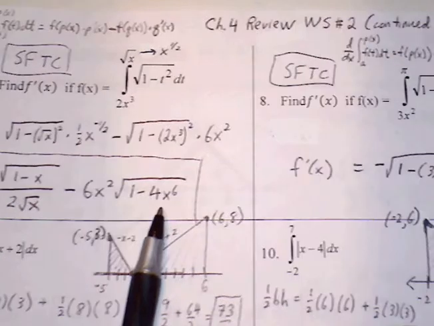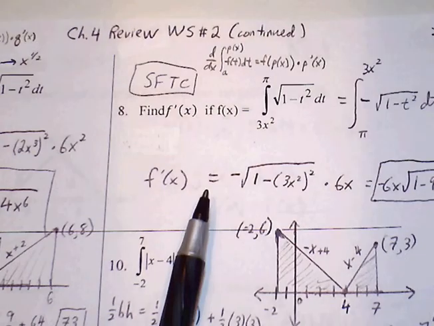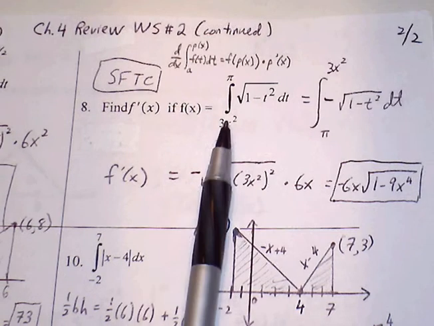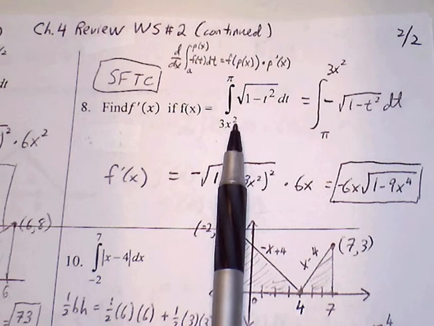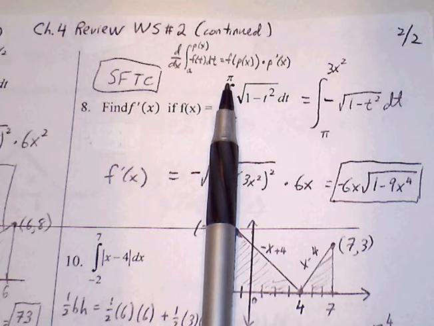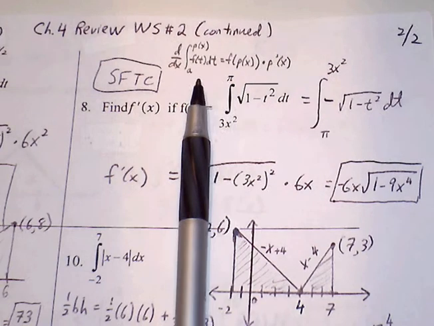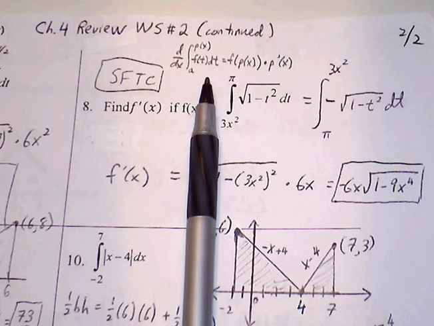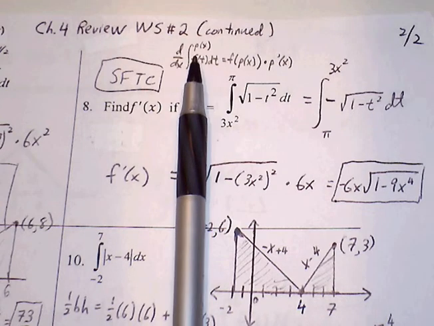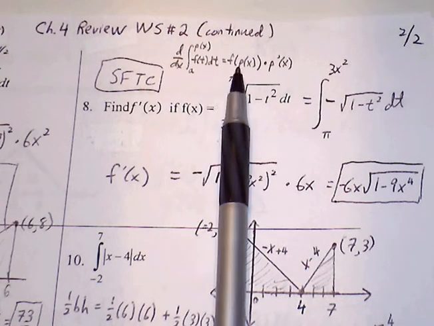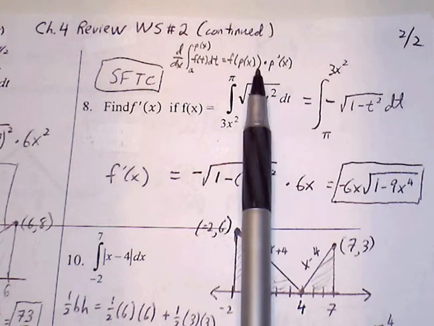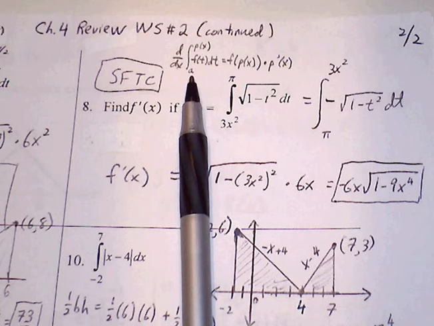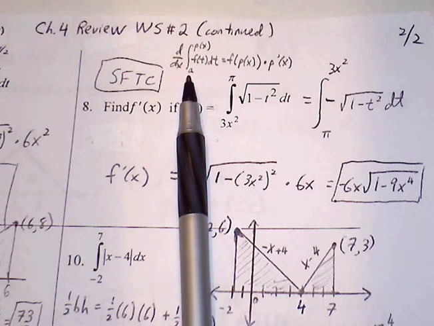All right, number 7. Find f prime if our function is f of x equals the definite integral of square root of 1 minus t squared from 3x squared to pi. Now, remember, pi is a constant. So we're going to just use the original second theorem of calculus, where we only have to plug the upper bound into the function and multiply by the upper bound's derivative. But the lower bound is a constant. It will just eventually go away, and we don't have to worry about it.